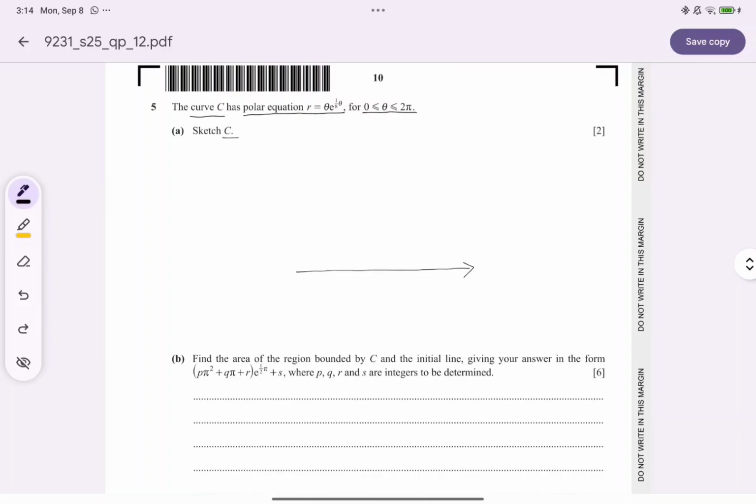Okay, so to sketch the polar curves, we need to know that theta is the angle from this initial line, theta equals to 0, so it's the angle, and then r is the distance from here. This is called the pole, the place where I dotted it.